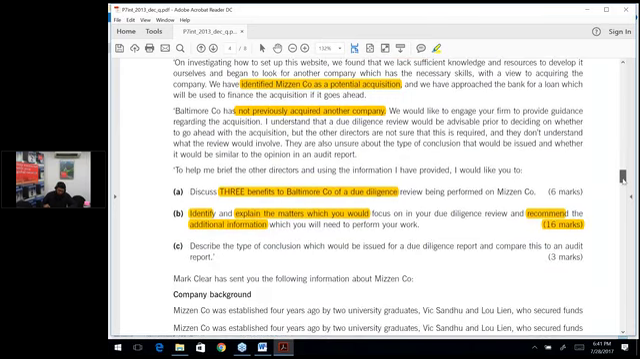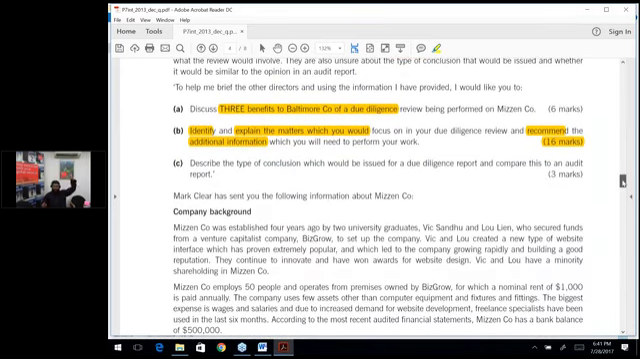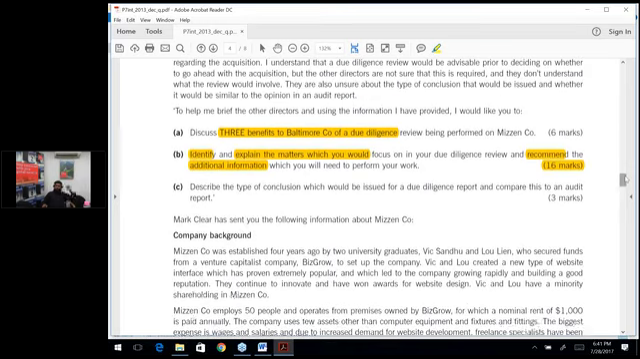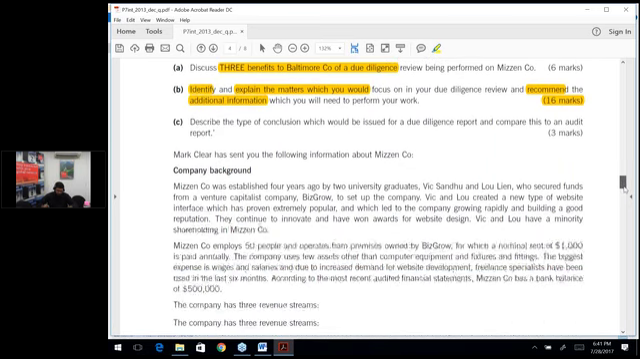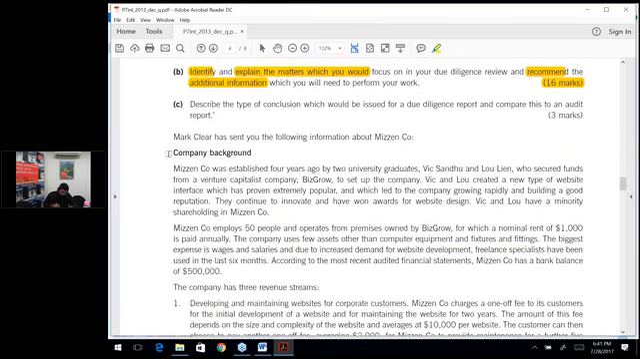Now see, so identify and explain the matters which you would focus in your due diligence review and recommend the additional information which will be needed to perform the work. Now let's just try to understand. It says what's the company background. The company's background is Mizzen was established 4 years ago by 2 university graduates. So it has been formed 4 years ago by 2 university graduates, Vic Sandhu and Lou Lian, who secured funds from a venture capitalist company, BizGrow, to set up a company.